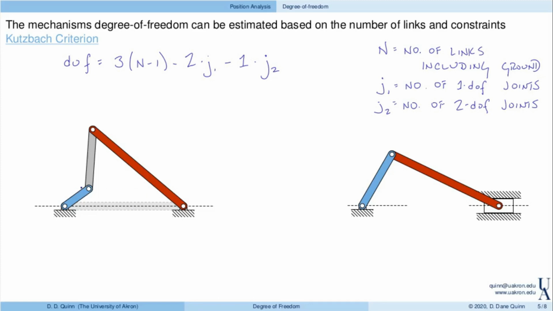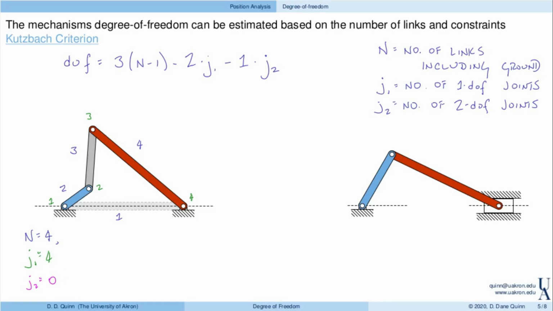Right, so here we again have essentially a 4-bar linkage. We'll call the ground link 1, we'll say link 2, link 3, and link 4. So these are the 4 bars of our 4-bar linkage. So n here is equal to 4. Now, the number of constraints, let's do that in green. We have 1, 2, 3, 4. So we have 4 1 degree of freedom joints. So J1 is equal to 4, and I have no 2 degree of freedom joints. So J2 here is equal to 0.